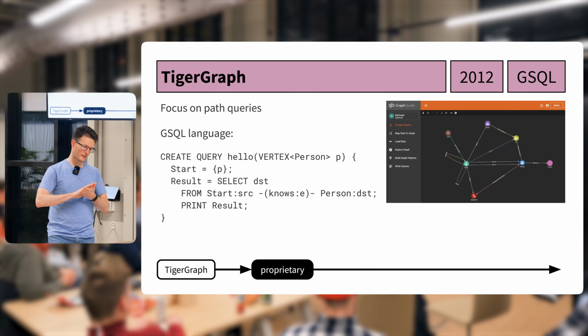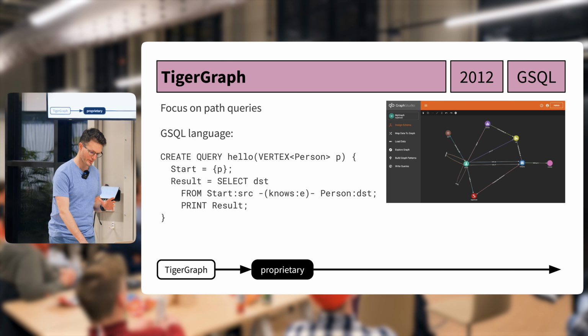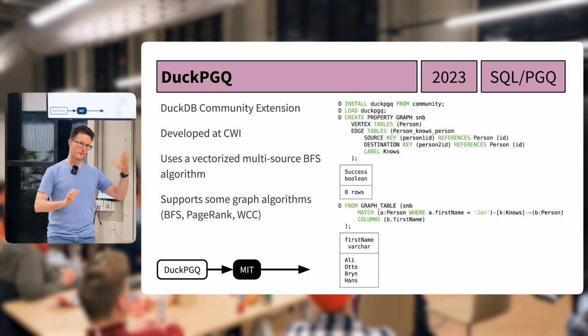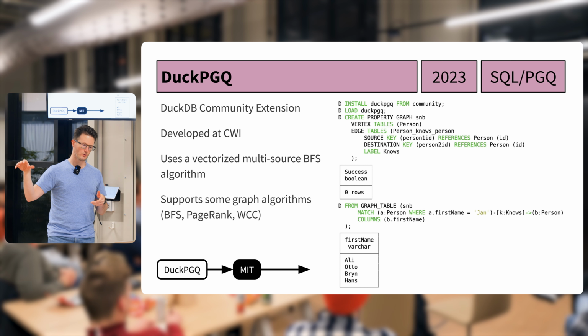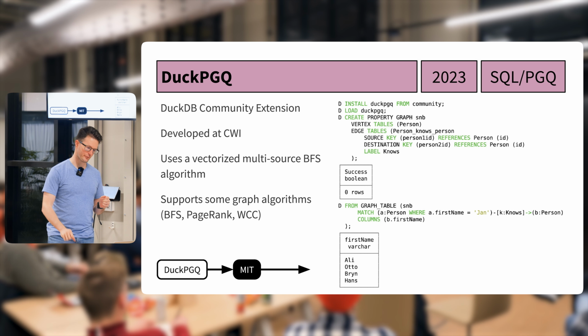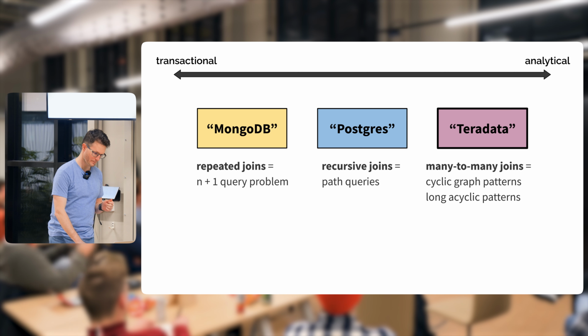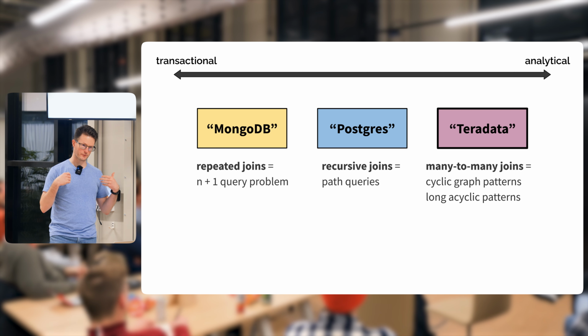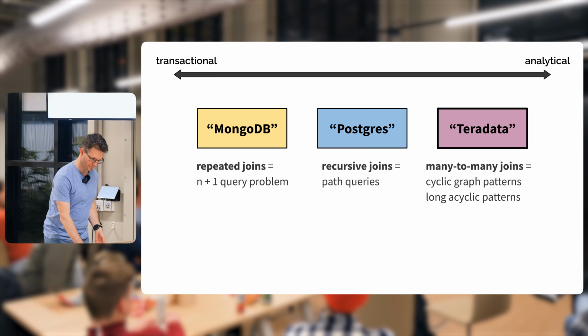On the analytical database side, you can use systems like TigerGraph. This is a system that focuses on path queries, and it has its own custom query language that does traversals really nicely. Or you can use something called DuckPGQ, which is a system that is developed at the CWI, and I have been involved with this in the early stages of the project. This uses something called SQL PGQ, which is the new graph-specific extension to the SQL standard, and you can do Cypher-style graph queries in the SQL language. So in short, if you want to label this, this is like Teradata for graphs. It does many-to-many joins more efficiently.